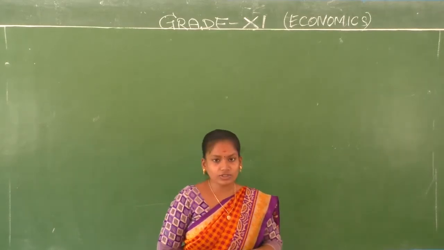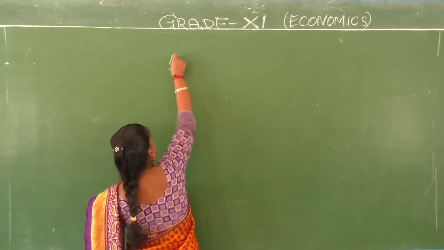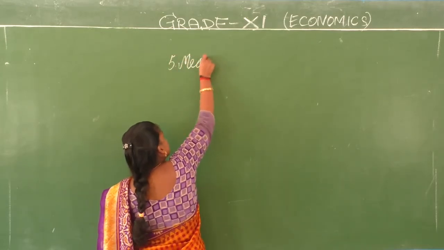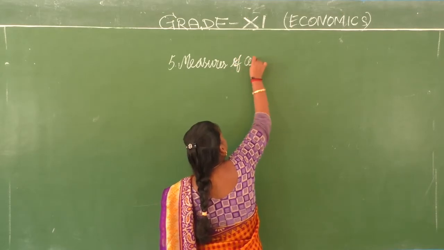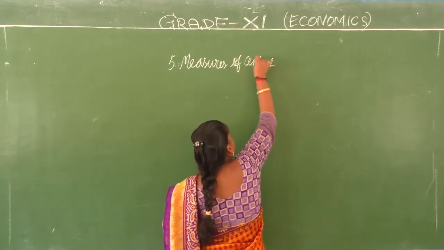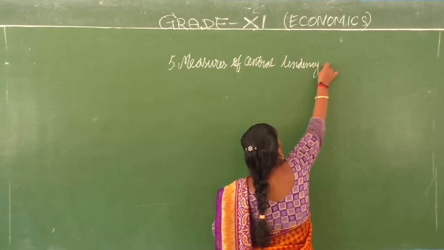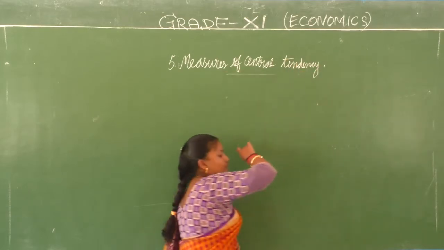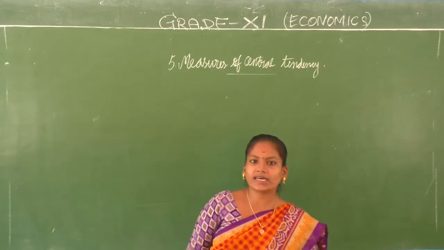Economics. We are in chapter 5 and we are talking about the measures of central tendency. Right, children? Measures of central tendency. So what is this? This is a numerical method of explaining the data that you have collected.